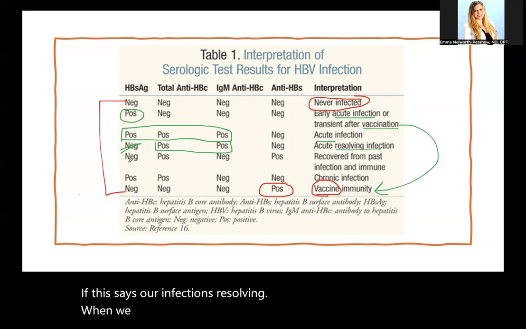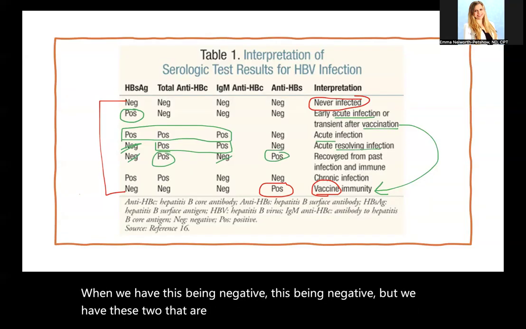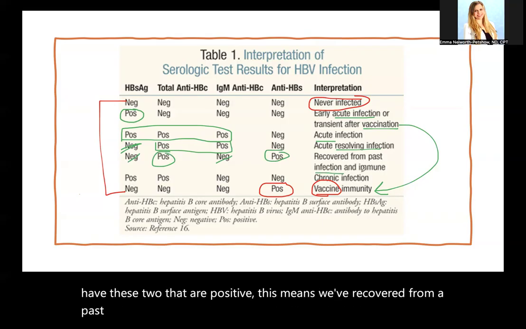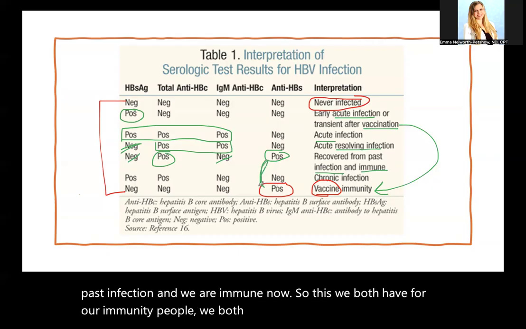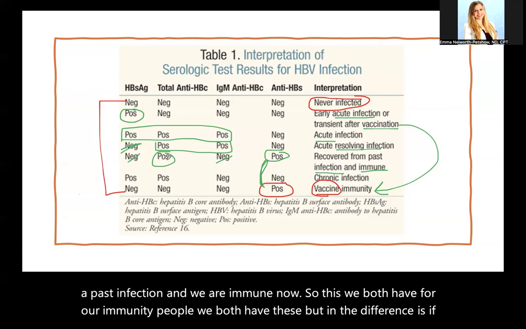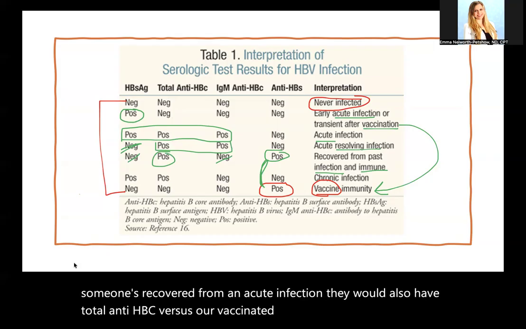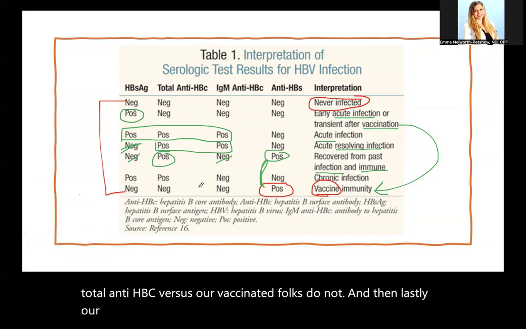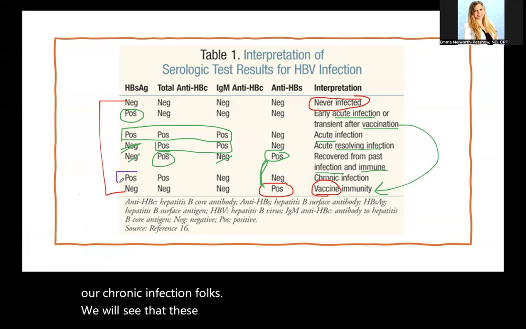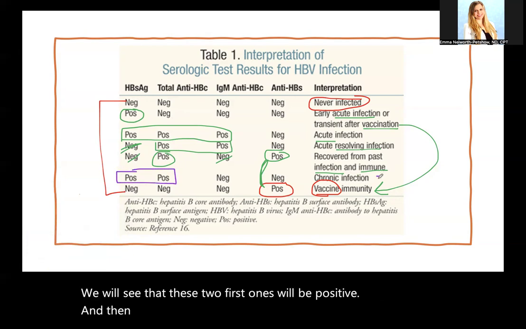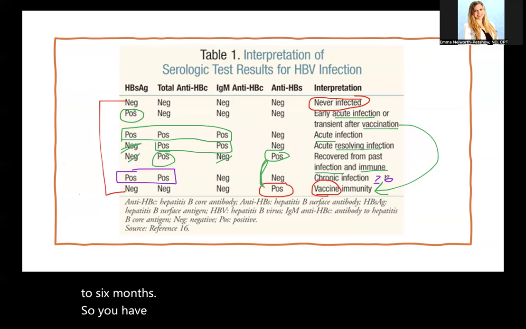When we have this being negative, but we have these two that are positive, this means we've recovered from a past infection and we are immune now. So both of our immunity groups have these, but the difference is if someone's recovered from an acute infection, they would also have total anti-HBc, versus our vaccinated folks do not. And then lastly, our chronic infection folks, we will see that these first two will be positive. And then the kicker is we're looking for that greater than or equal to 6 months. So you have to utilize a table like this to interpret these results. You cannot just interpret them in a vacuum.